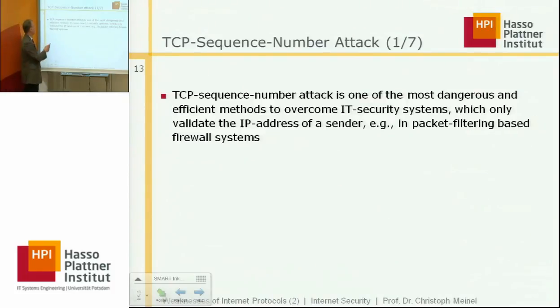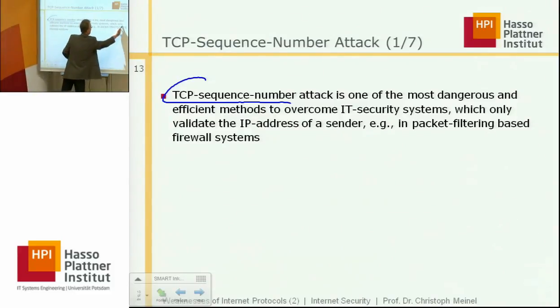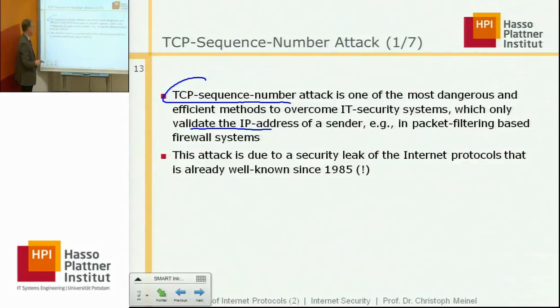The next family of attacks I want to introduce and discuss are the so-called TCP sequence number attacks. This is really one of the most dangerous and efficient methods to overcome IT security systems, and it is successful for systems that only validate the IP address of a sender. This is typically the way packet filtering is performed. So firewall systems that are based only on packet filtering, that only check IP addresses, are vulnerable to TCP sequence number attacks.